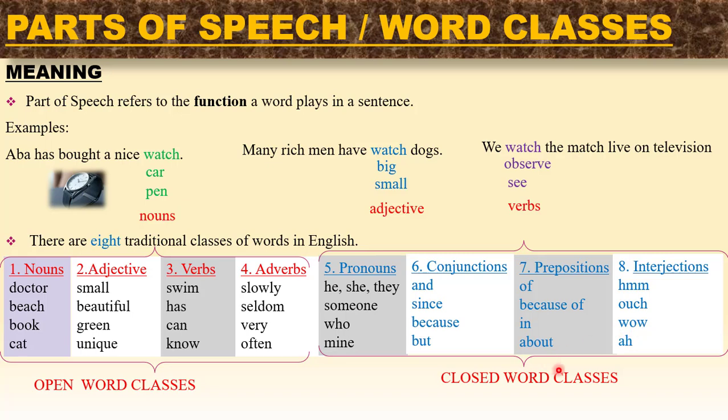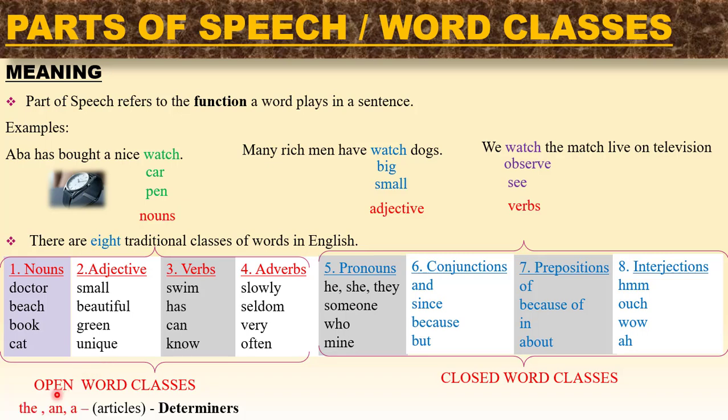They don't accept new words, but due to inventions, we can add new words or coin new words to this group, which is the open word classes. If there are only 8 word classes, where are we going to place these words?